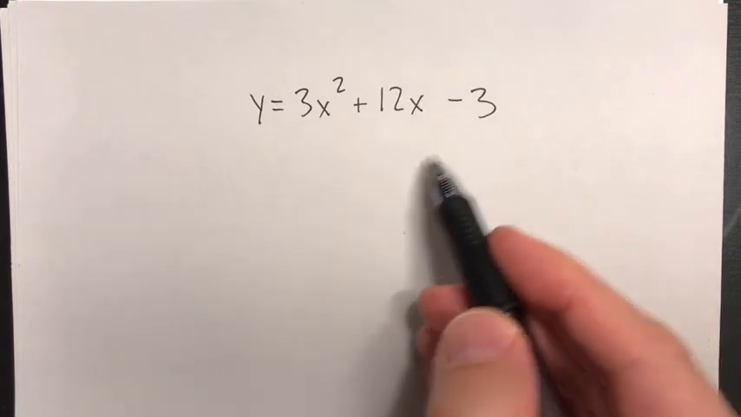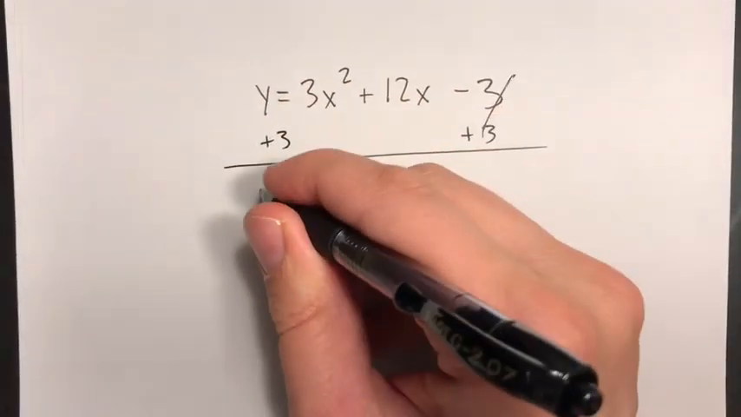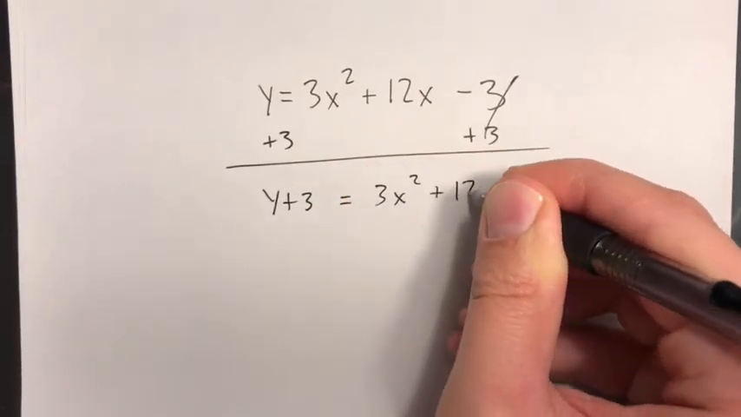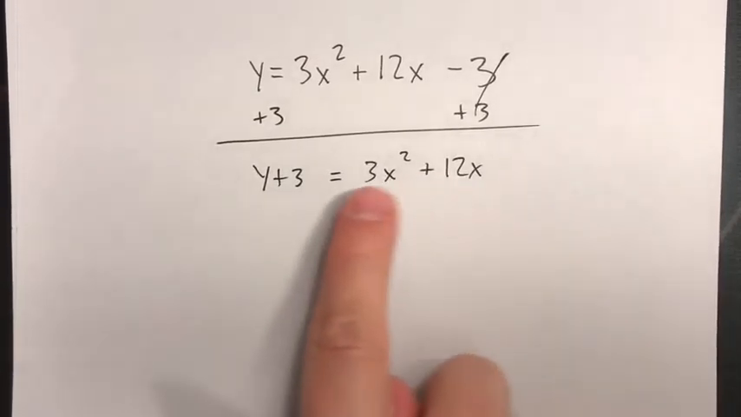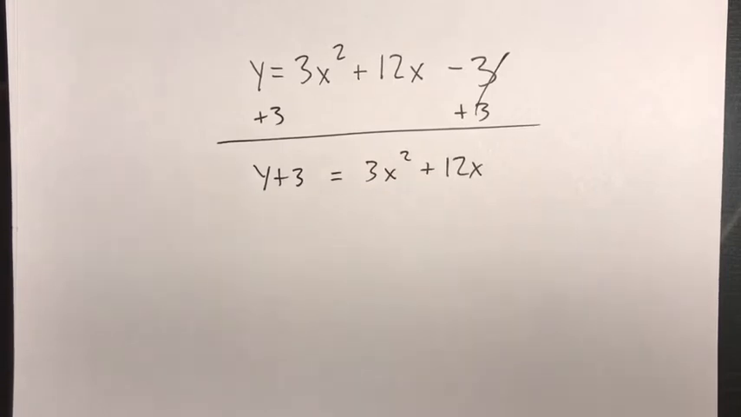Same as before, we're going to move this 3 to the other side. So plus 3, plus 3. Okay, so I'm going to get y plus 3 equals 3x squared plus 12x. Now, this is the part I need you to follow me with, okay? By completing the square, it is much easier to not have this 3 out front, okay? So I'm going to need you to listen up here.